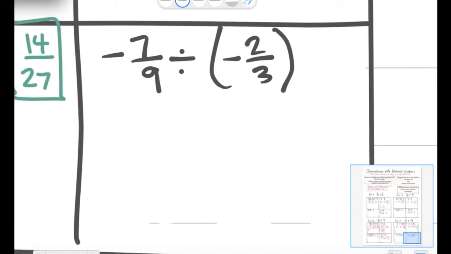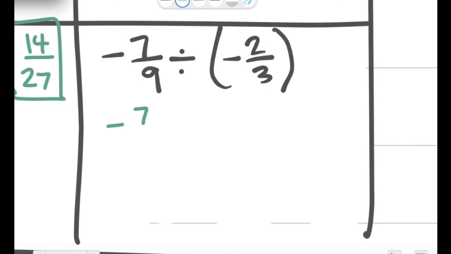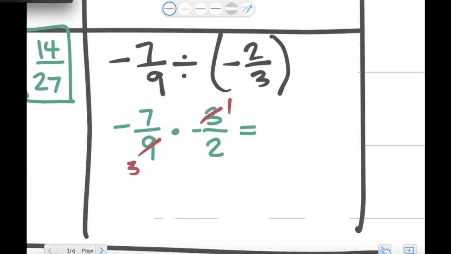And finally here, we're dividing fractions, easy as pie. We're going to flip the second fraction and multiply. So negative times negative again is a positive. Here, because we flipped it, we've created numbers that we can simplify diagonally. 9 and 3 are both divisible by 3. So 3 divided by 3 is 1. 9 divided by 3 is 3. Now, negative 7 times negative 1 gives me a positive 7 over 3 times 2, which is a 6.